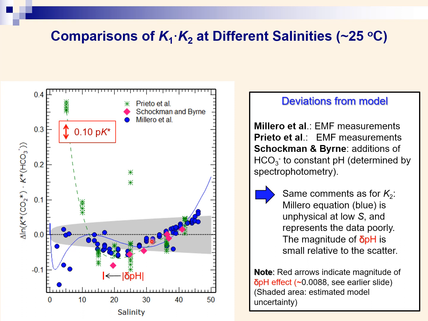And rather like K2, the product of the two equilibrium constants is very poorly determined below about salinity 15. And I would suggest that in future, with an improved model, it may be model calculated, model estimated values in this low salinity range that are the best way of determining them, but that's really another story.